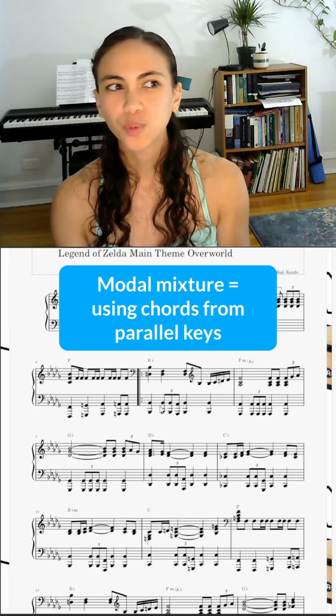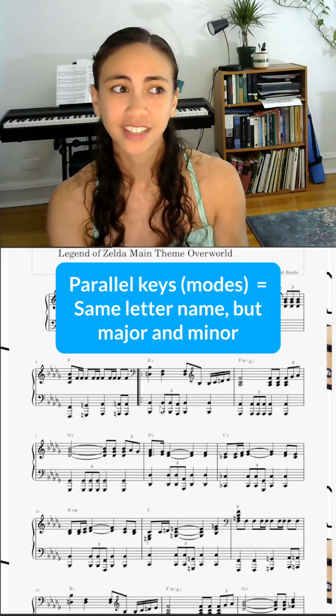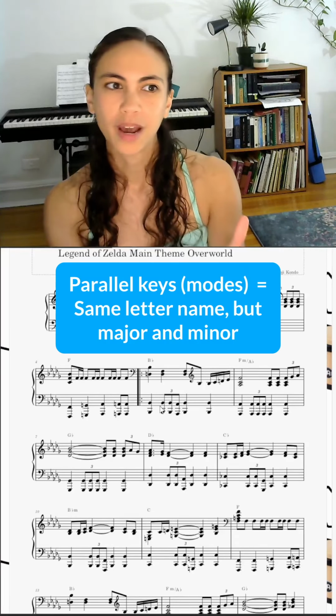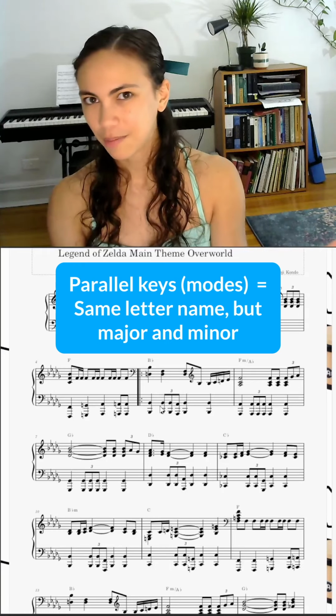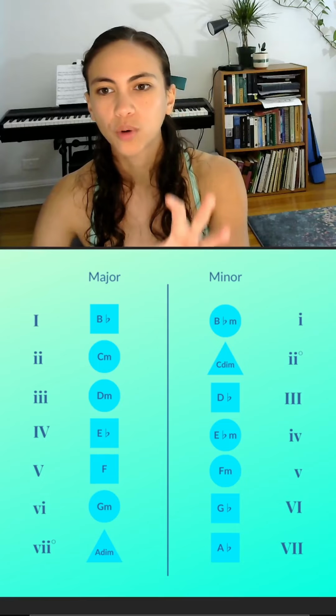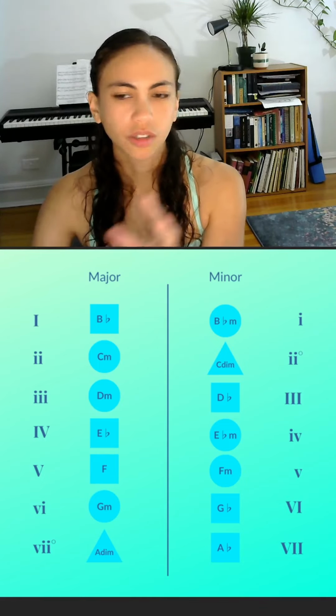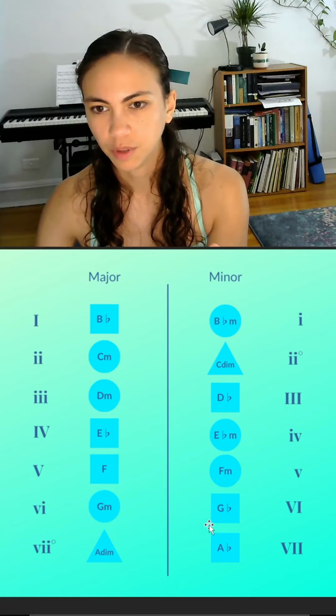Modal mixture happens when we use chords from parallel keys, and parallel keys just share the same letter name, but they're major or minor. So B flat major and B flat minor are parallel keys. To help you see what's going on, here are all of the chords from B flat major and B flat minor lined up next to each other. You'll notice that none of these chords are the same in both keys.